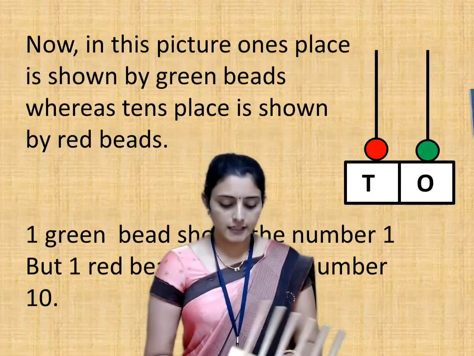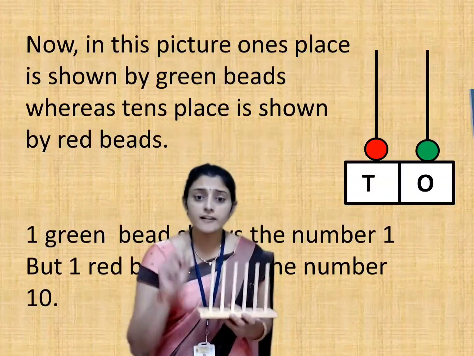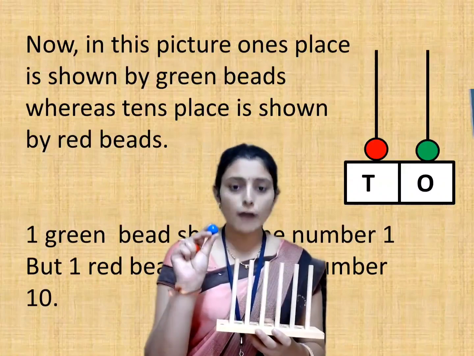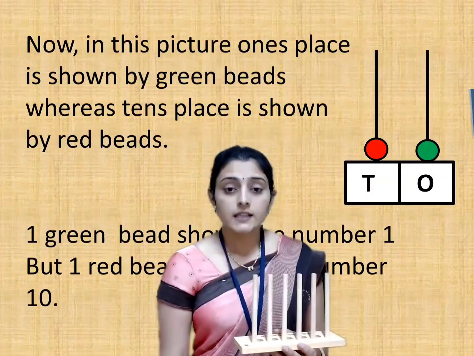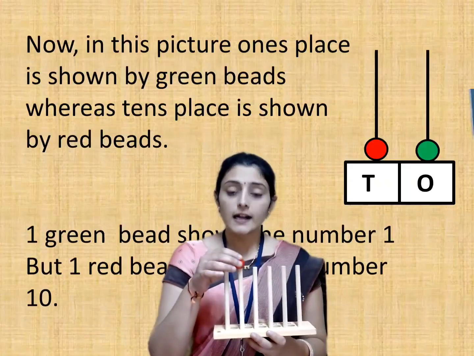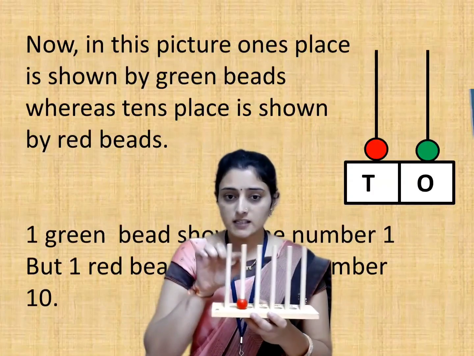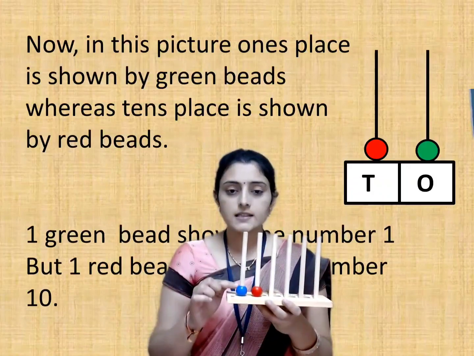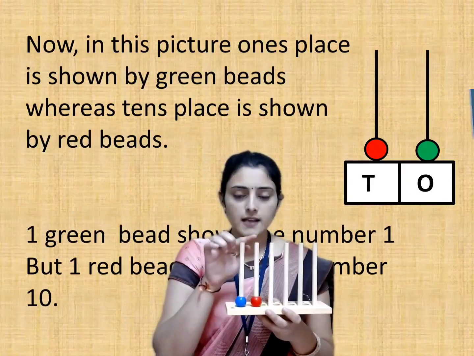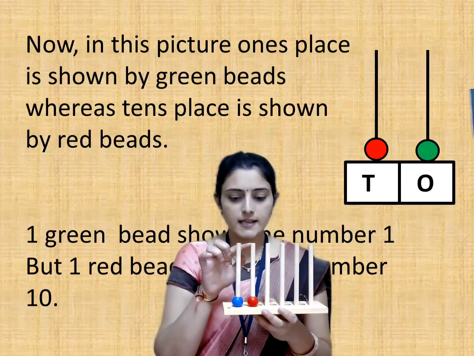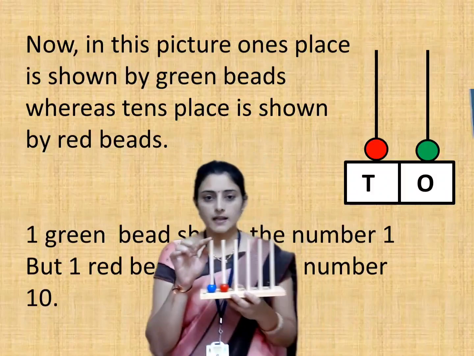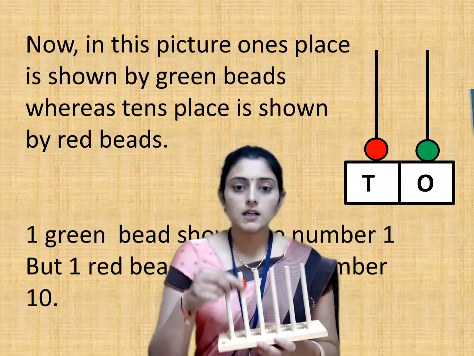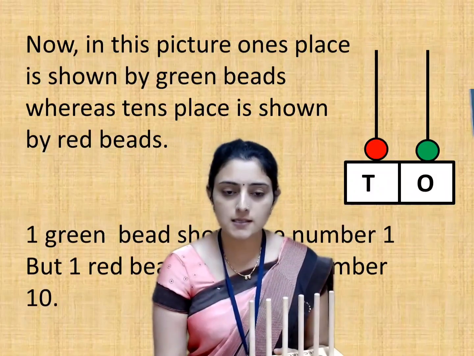Before that, I will tell you, in that image you can see one red color bead and one green color bead. But here, instead of green color, I have a blue color bead. The red color bead shows us the tens place, and the blue color bead shows us the ones place. So students, with the help of these beads, we are going to do abacus counting.